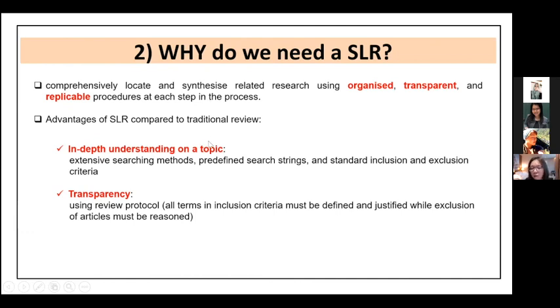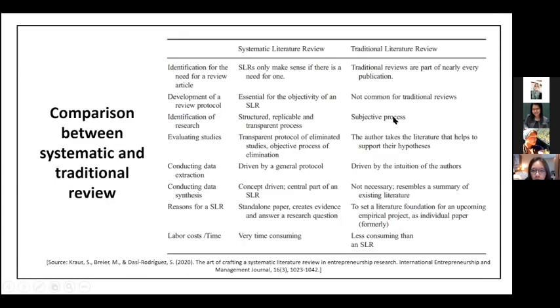And why do we need to do an SLR paper and not a traditional review paper? All right, so in the next slide, I will present the differences. These are the differences between the systematic literature review and the traditional literature review. You can get this from this article. It clearly defines and explains why systematic literature review is so special, based on these few components.